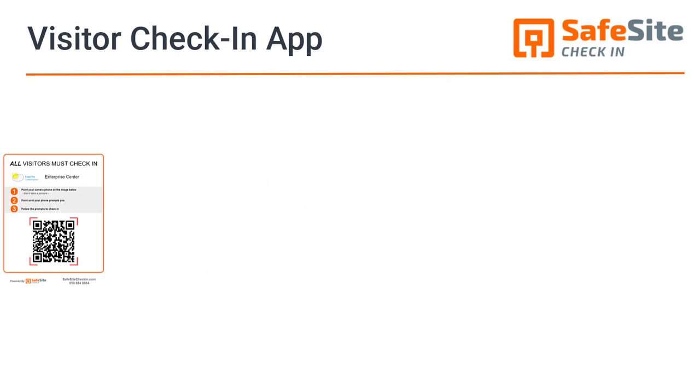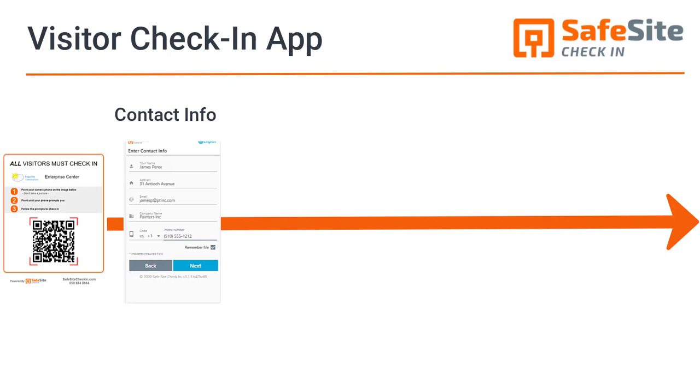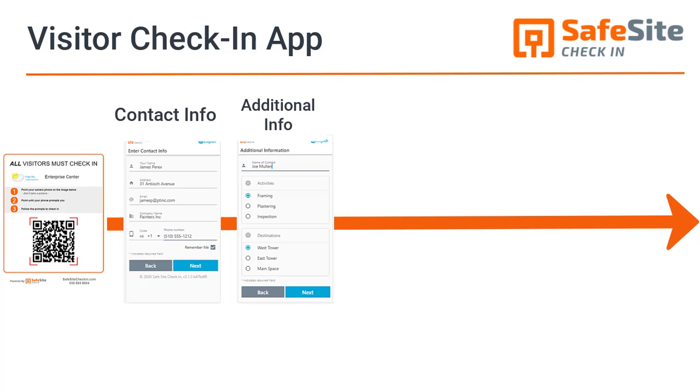The Visitor Check-in app automatically appears when a visitor scans a QR code. It has three main flows. First, the user enters their contact information. This is required for alerting and contact tracing. The app can also be set up to include an optional additional info page.